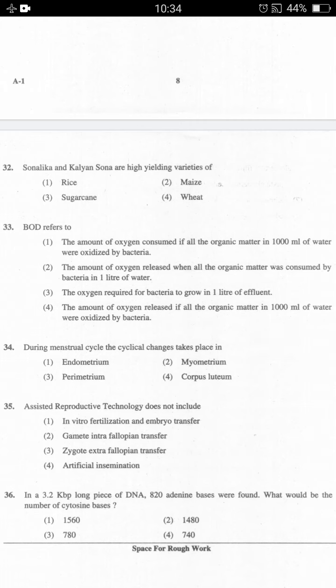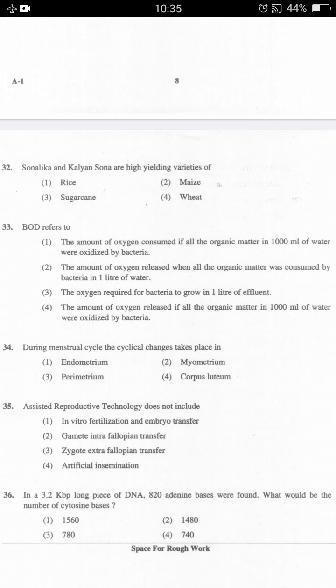Question number 35. Assisted reproductive technology does not include: option 1, in vitro fertilization and embryo transfer; option 2, gamete intrafallopian transfer; option 3, zygote extrafallopian transfer; option 4, artificial insemination.